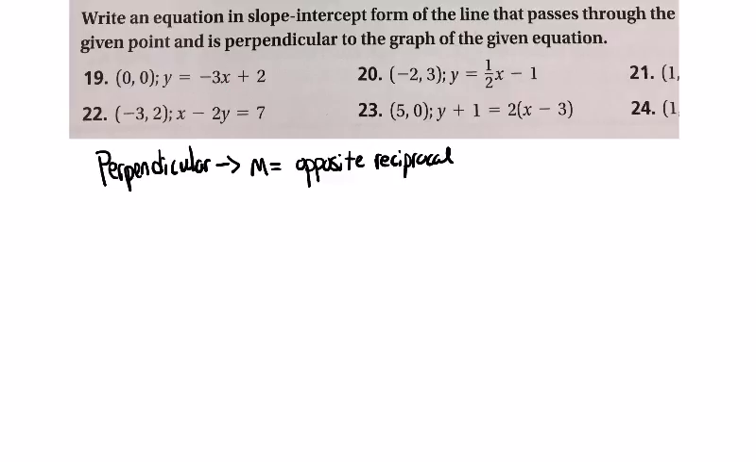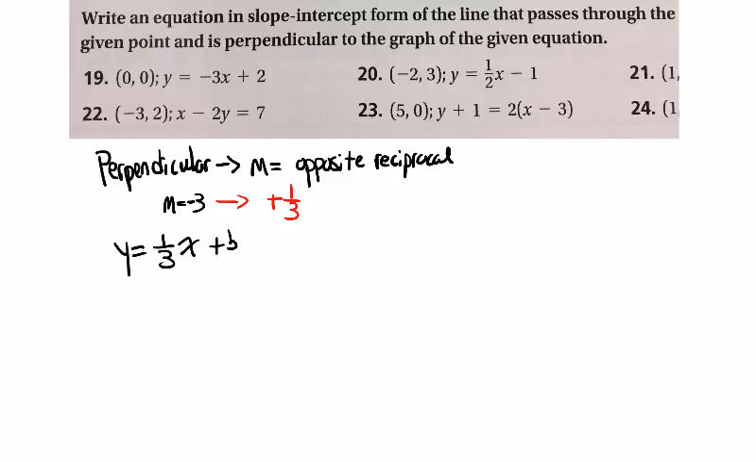So if the original slope is negative 3, what's our new slope going to be? Well, the opposite of negative is positive, and the reciprocal of 3 is the fraction 1 over 3. So in order to get the opposite reciprocal, our slope goes from being negative 3 to being positive 1/3. Then we follow the same steps we followed before to create an equation in slope-intercept form. So y equals, our new slope, 1/3 x plus b.